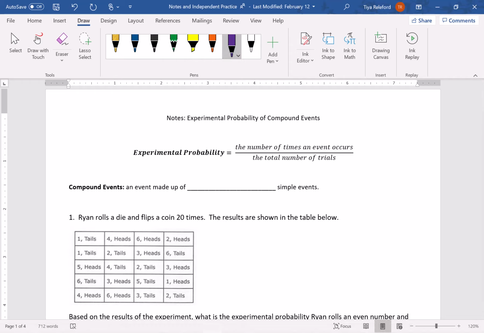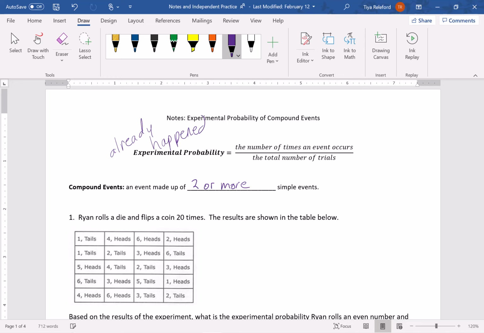All right, a compound event is an event made of two or more. Yesterday was the first day we talked about how to find probability when something has already happened. So now we're going to say, well, what if two things have already happened? Experimental probability means it has already happened.